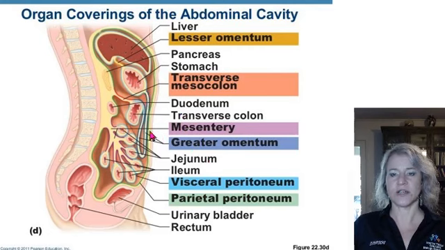So this right here is that pocket I'm talking about. The greater omentum goes from the greater curvature of the stomach down, back up to the transverse colon, and it creates that pocket. And inside this little purse here is adipose tissue or fat.